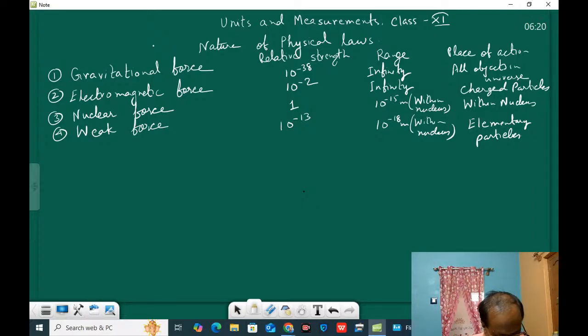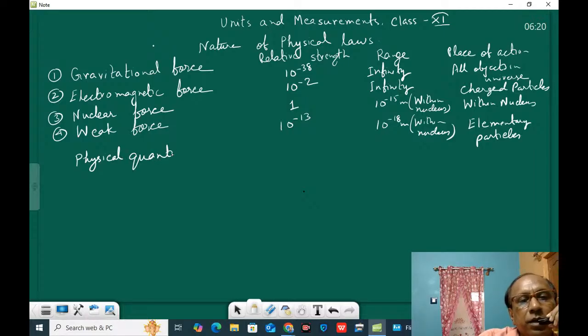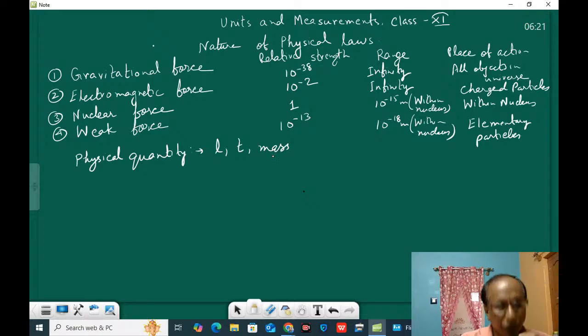Now we learn about physical quantity and its measurement. Physical quantities are those quantities which can be measured. For example, length, time, and mass can be measured. Length is measured in meters, time in seconds, and mass in kilograms.